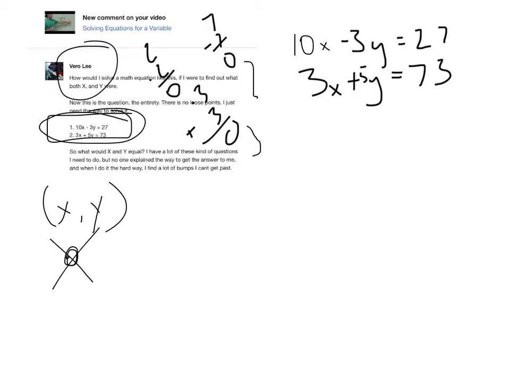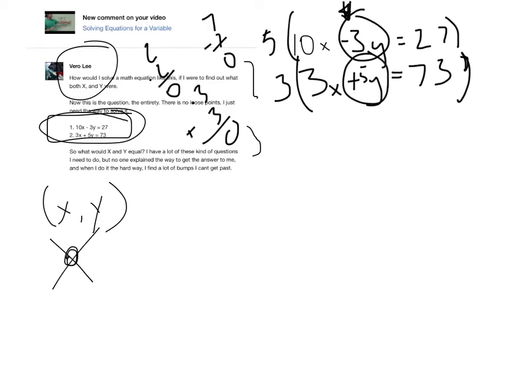I think our easiest one, since it's already a negative, would be our y section right here. So I'm going to need to multiply the top one by 5 and the bottom by 3. That would make this negative 15y, and this positive 15y, which is what I want, because I want to use elimination, which means it's going to eliminate that y. So I distribute this here, and it'll be 50x minus 15y equals 135.